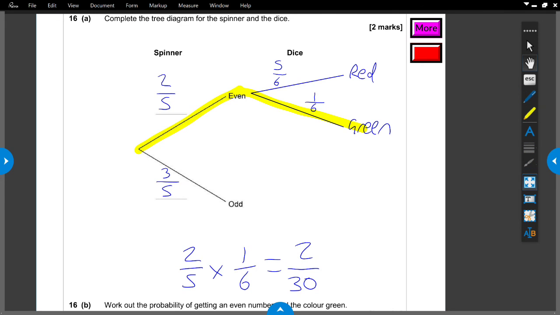Now just to check that seems reasonable. 2 out of 30 or 1/15, that's quite unlikely. And we can already see that getting green is going to be unlikely. And also getting even is unlikely because you've got more chance of getting an odd. So we probably are going to be looking for quite a low chance of getting both of these.